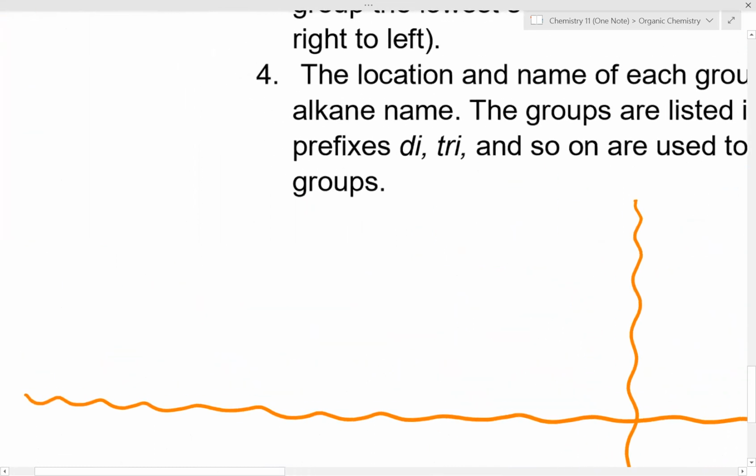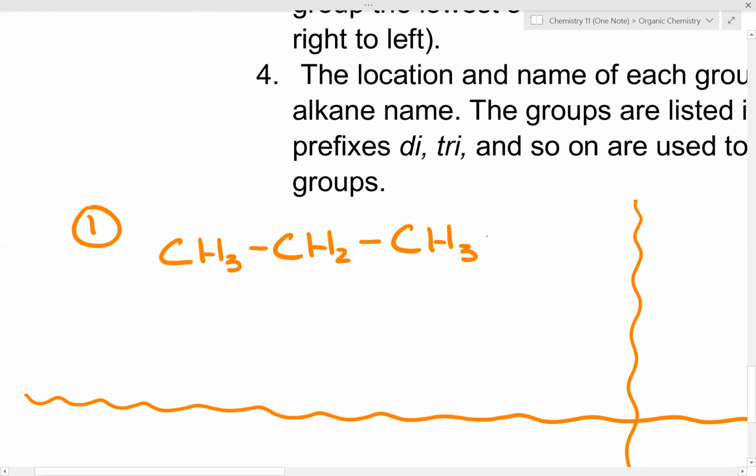All right. So let's say example number 1. Let's say I give you this one: CH3, CH2, CH3, CH, oopsie, not 3, CH, CH3, and let's say this is CH3. Okay.